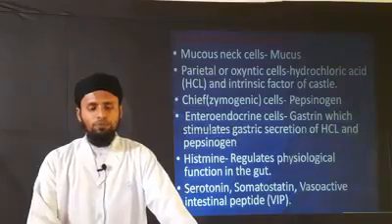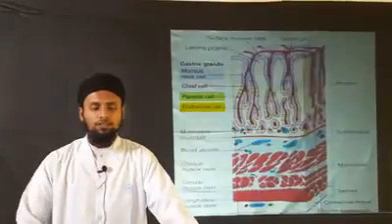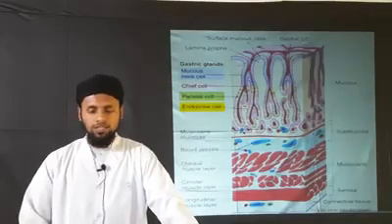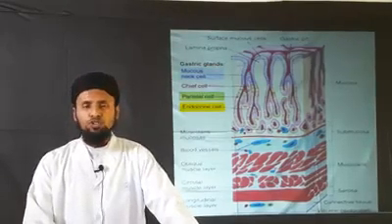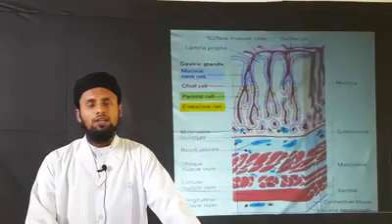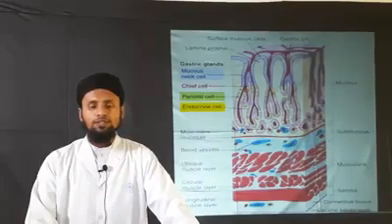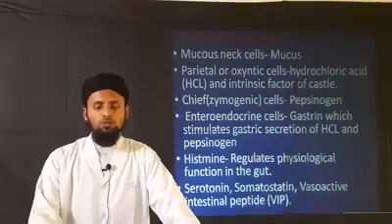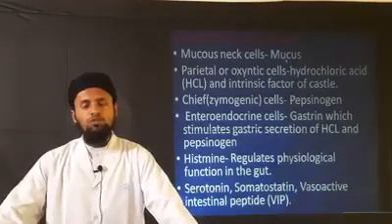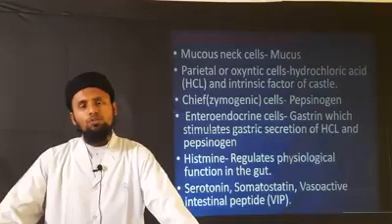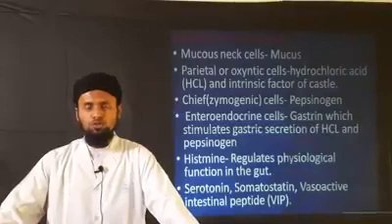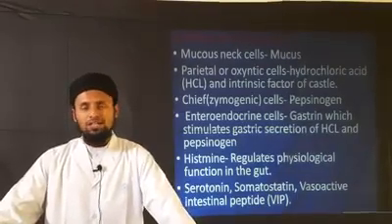Now, chief or zymogenic cells. See the figure, chief or zymogenic cells. They secrete pepsinogen. Pepsinogen converts to pepsin with the action of hydrochloric acid. Now, we will discuss intrinsic factor of Castle. Without secretion of intrinsic factor of Castle, red blood cell formation is hampered, that causes pernicious anemia.